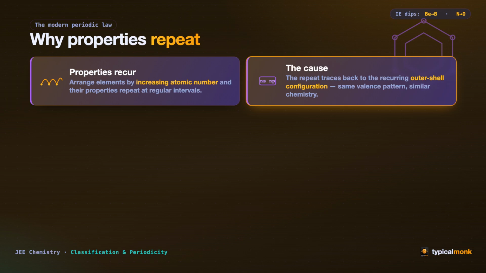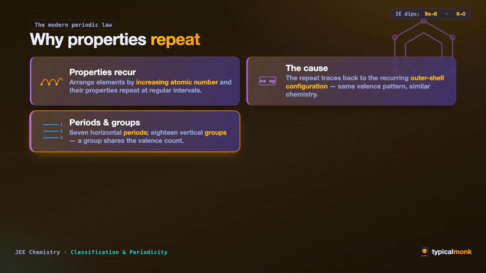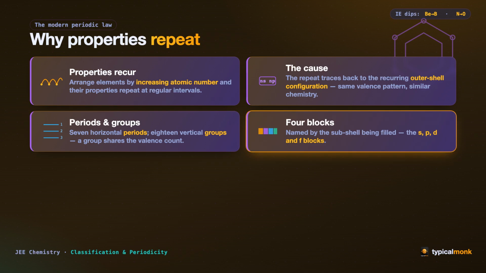One student once asked why sodium behaves so much like lithium. The answer is that both end their configuration the same way. One lone electron in an outer S subshell. The table is built to show this pattern. Horizontal rows are periods, 7 of them. Vertical columns are groups, 18 of them, and elements sharing a group share their valence electrons, so they behave like chemical cousins. And finally, we divide the whole table into 4 blocks, named for the subshell being filled: the S block, the P block, the D block, and the F block. 4 blocks. One rhythm, running through every one of them.